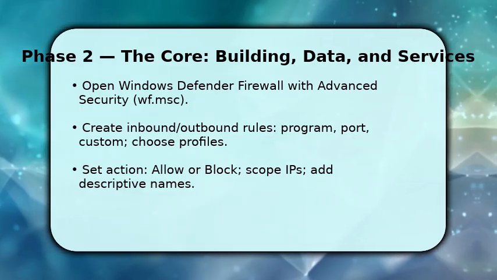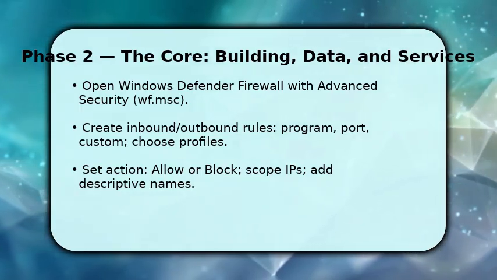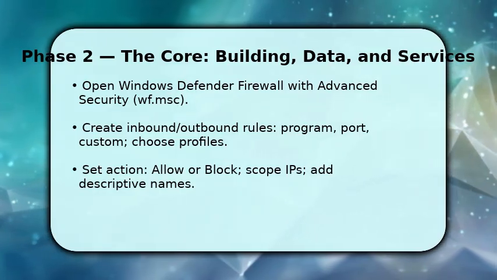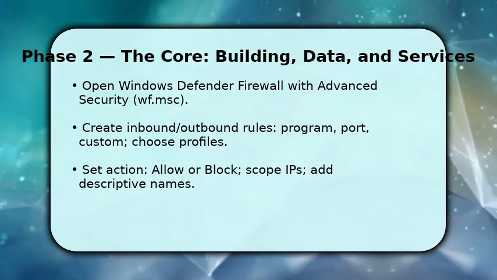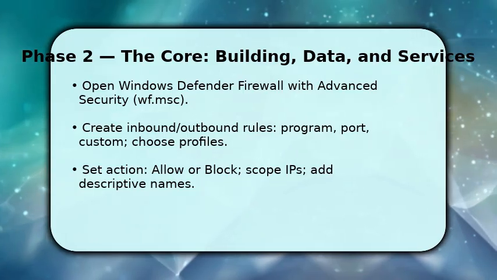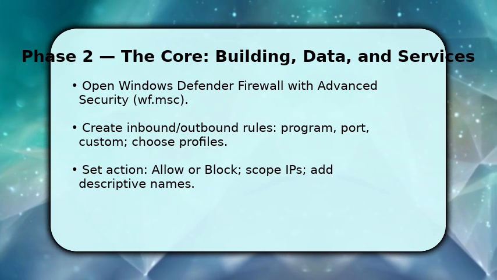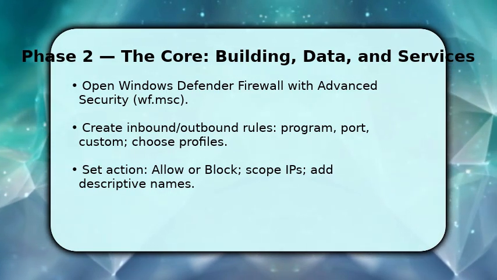You'll create inbound and outbound rules, pick Program for app-specific control, Port when you need to open TCP/UDP numbers, or Custom to combine criteria like protocol and remote IP. Choose applicable profiles, domain, private, public, so rules apply only where needed, and set the action to allow or block. Once created, give rules clear names and descriptions so you can audit them later.